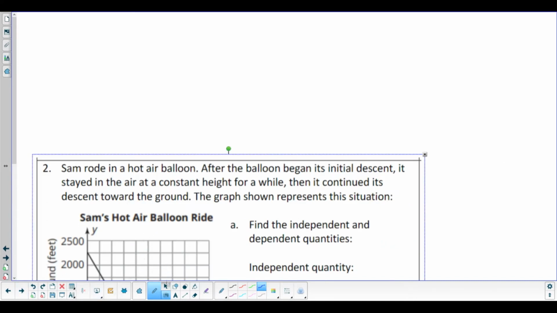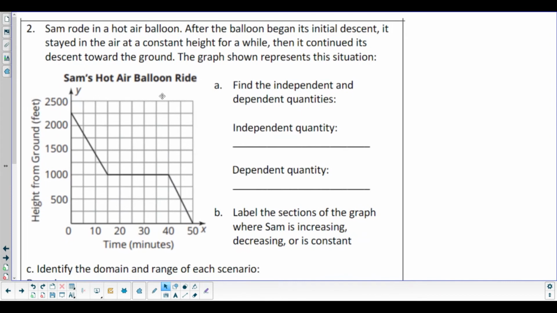All right. This one is a word problem, and it asks three things of us. Okay, we're going to have to read this word problem, and then we're going to have to figure out independent and dependent quantities. We're going to have to figure out where this graph is increasing, decreasing, or constant. And then we have to figure out domain and range of this scenario. Okay, so let's break it down. Let's read the question first. I think that's always a good place to start.